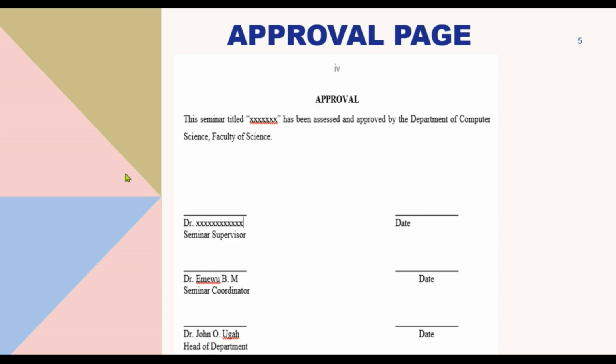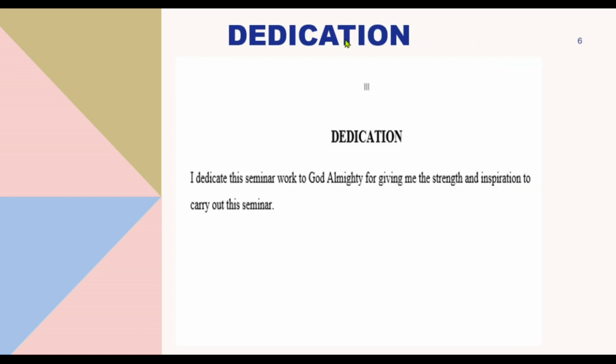Then the next one is the approval page. Yes, your seminar must be approved by a board. And the board is made up of the seminar supervisor, the seminar coordinator, and the head of department. You must arrange it this way. Then followed by dedication. You can dedicate your work to anybody you so wish.